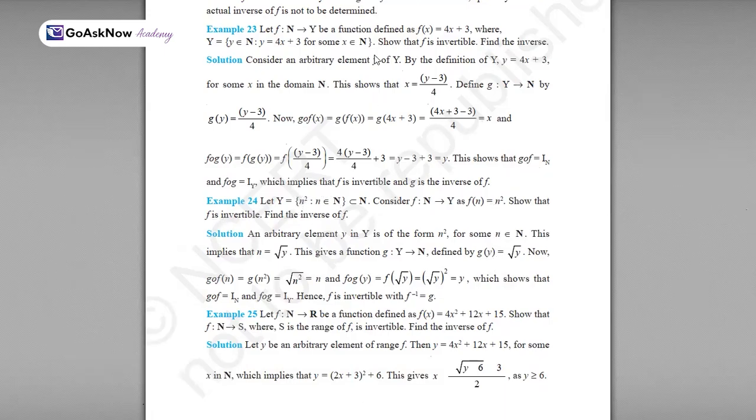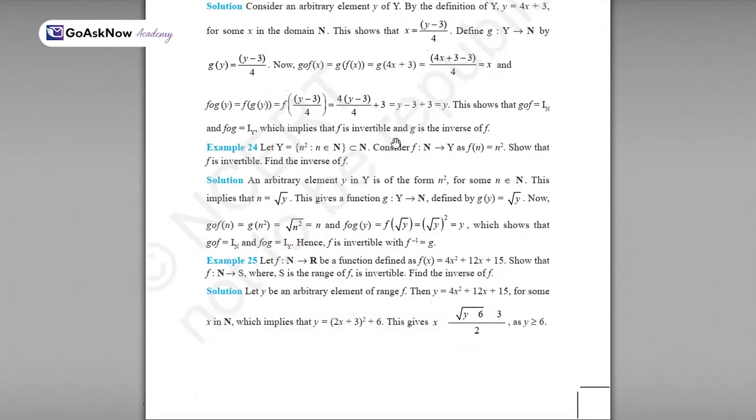So yes, example 25 is telling us: let f be a function from natural numbers to real numbers, defined as f(x) = 4x² + 12x + 15. Then f from natural numbers to S, where S is the range of f, is invertible, and we have to find the inverse of f. So we have to find out whether this function is invertible or not.